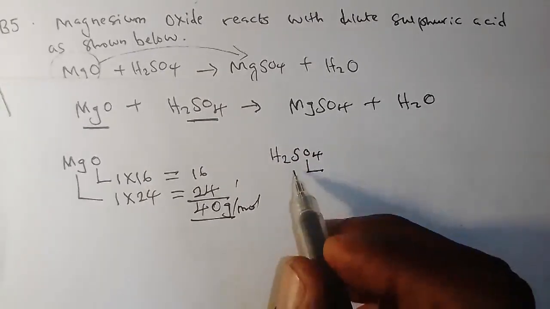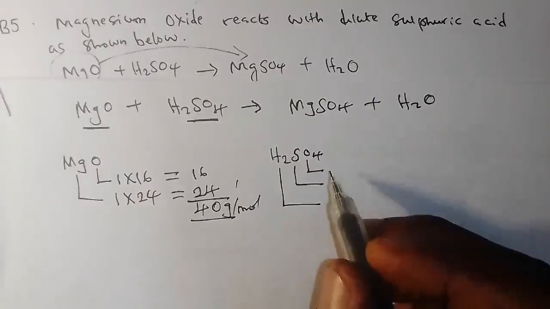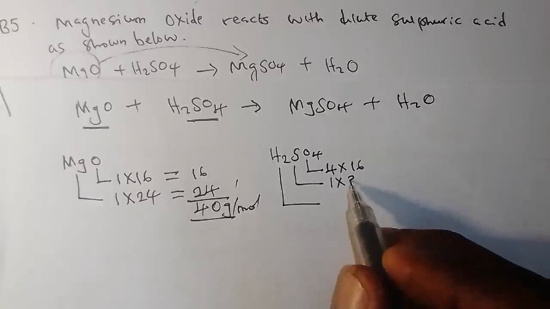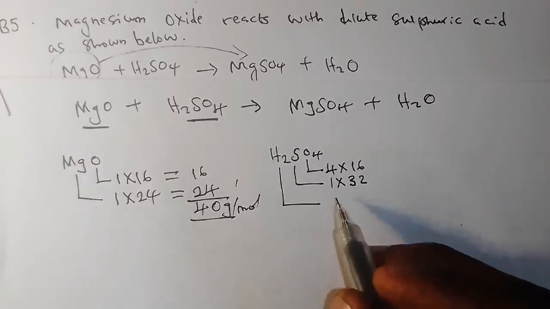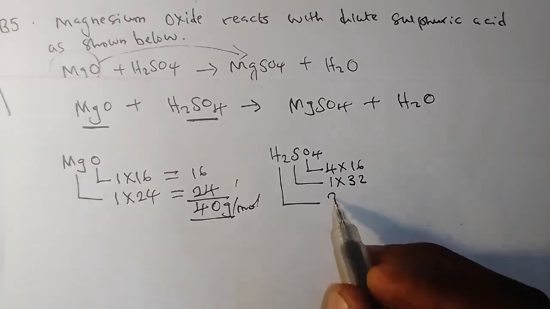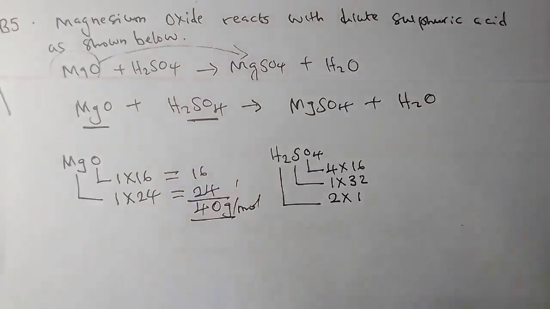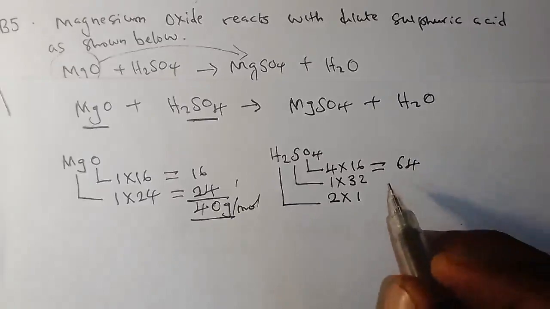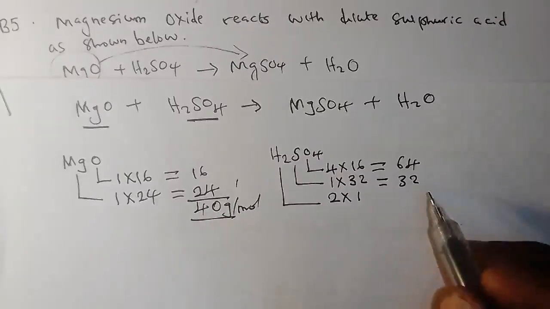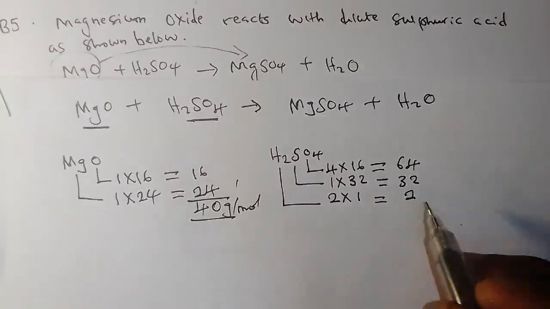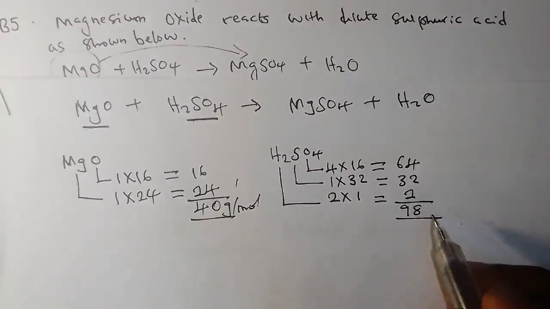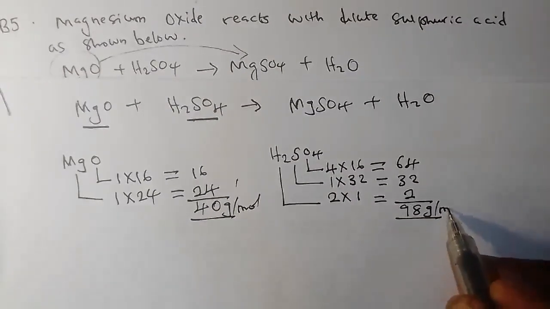So 4 multiplied by 16, 1 multiplied by 32, and also 2 multiplied by 1, which is the mass number of hydrogen. This gives us 64, 32, and 2. Add them, and you get 98 grams per mole.